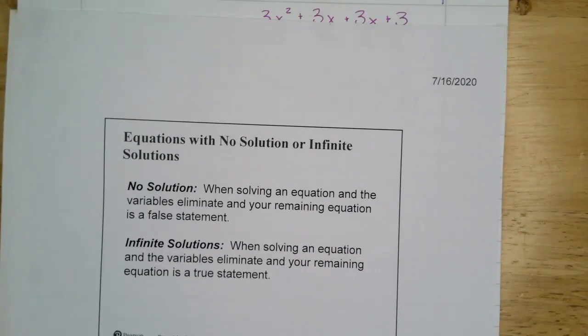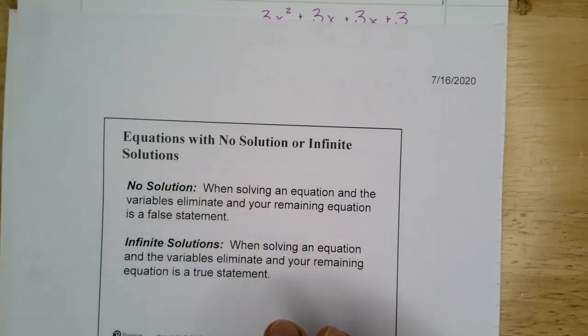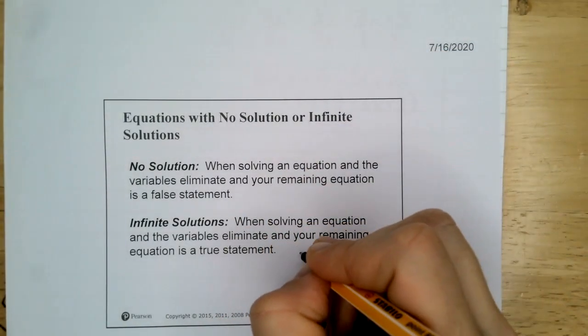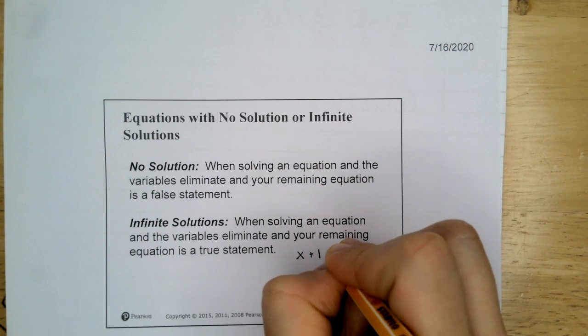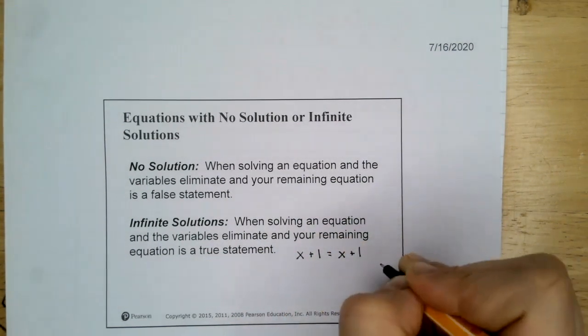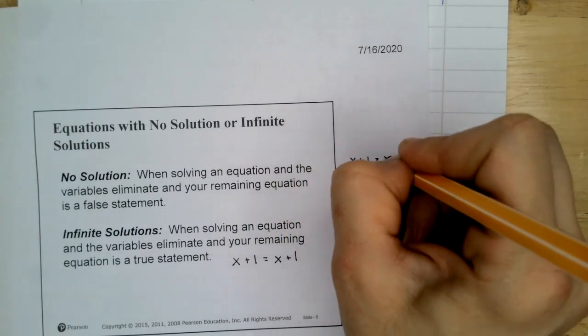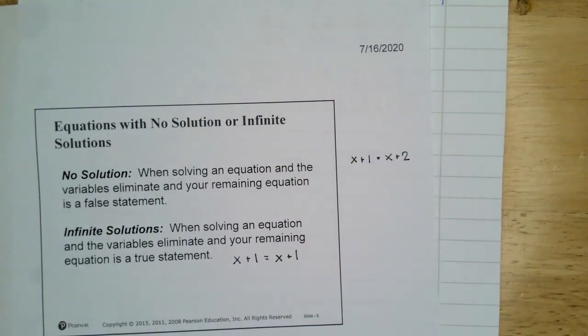However, sometimes, like I showed you on that first slide, there are equations with no solutions. The variables eliminate and your remaining equation is false. And then there are infinite solutions where your variables eliminate and your remaining equation is a true statement. What was the one I made up? I said an infinite solution is x plus 1 is equal to x plus 1. And I said a no solution was x plus 1 is equal to x plus 2. I tried to solve it.